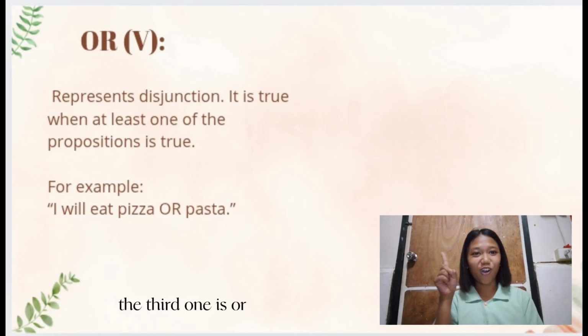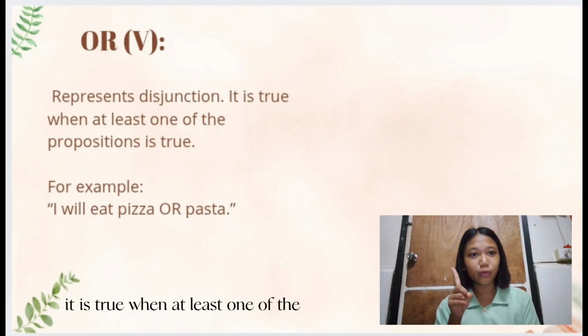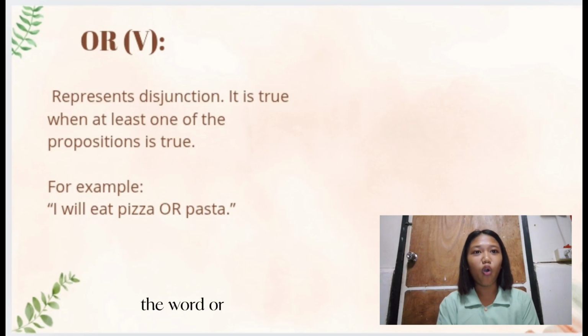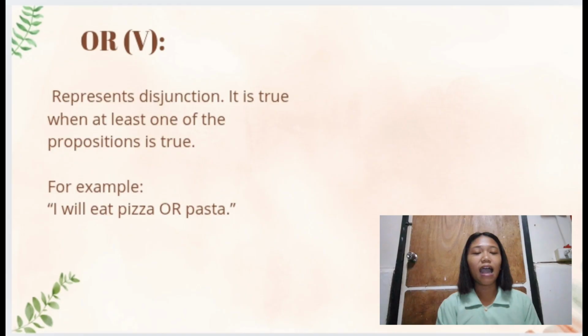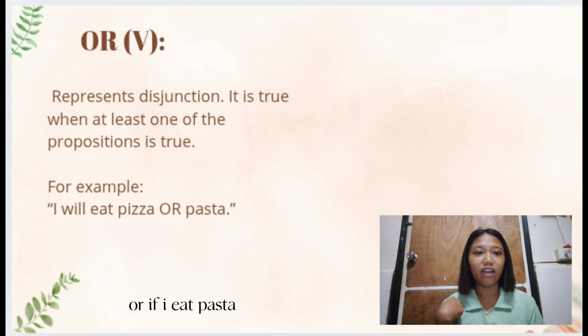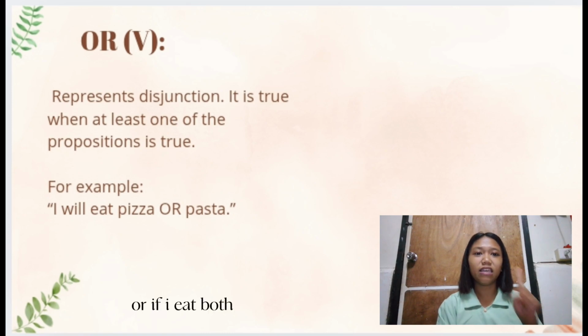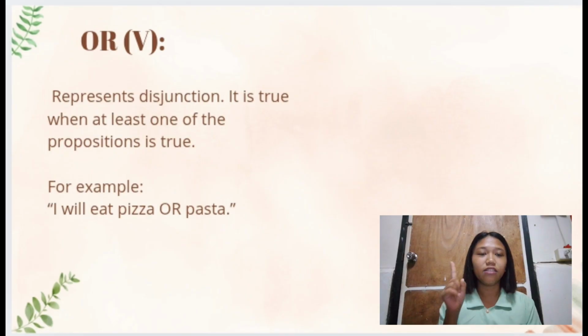The third one is OR. It represents disjunction. It is true when at least one of the propositions is true. The word or connects two statements and means that at least one of them is true. For example, "I will eat pizza or pasta." This sentence is true if I eat pizza, or if I eat pasta, or if I eat both. It becomes false only if I eat neither pizza nor pasta.